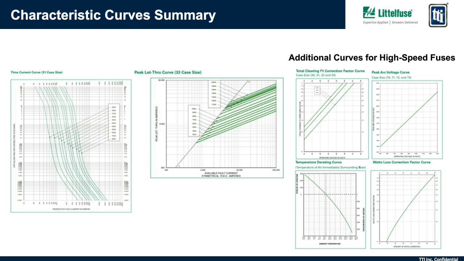When interpreted properly, these curves can help users select the optimal fuse for protecting their semiconductor device in their own application. And again, these six most common curves are the time current curve, peak let-through curve, total clearing I²T correction factor curve, temperature re-rating curve, peak arc voltage curve, and Watts loss factor curve. Using a combination of these curves will allow a user to better understand the fuse's specific performance within their own application.